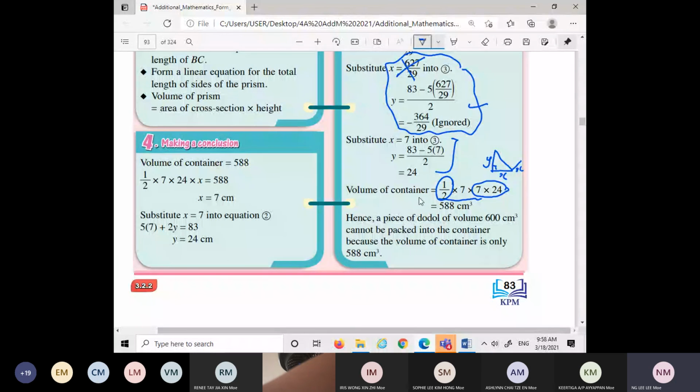So the volume of that container is only 588, but your dough is 600, so can it be squeezed inside or not? You have to make a justification. So you just say that 600 cannot be packed into the container because the volume of the container is only 588. This one must be written. When they ask you to justify, you must write the reason.